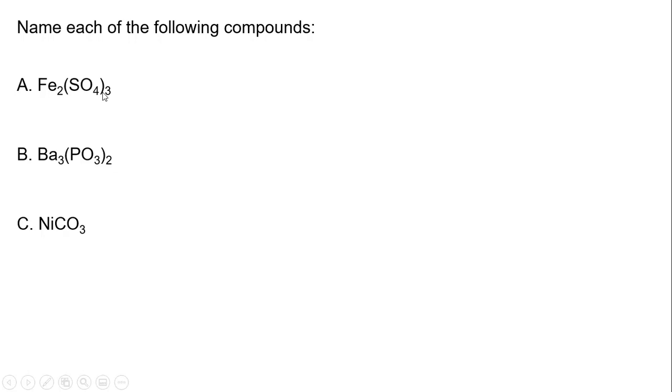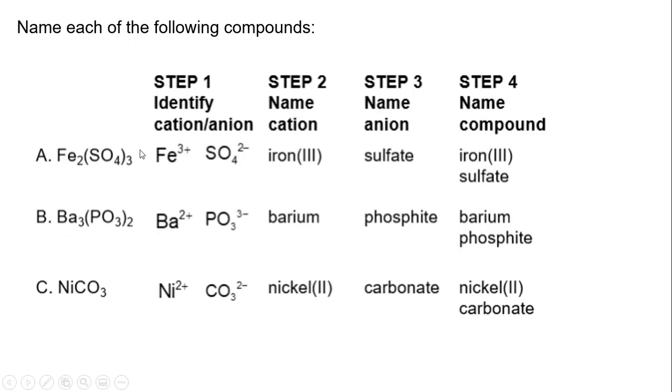So here, crisscross again. I think I have it broken down. So we have iron crisscross 3. Sulfate is a 2 minus. So it's iron 3 sulfate. This is barium. Barium is a group 2, so it has a 2. And then phosphite, 3 oxygens. Barium is a group 2, so we don't use oxidation states. It's not a transition metal. Barium phosphite.